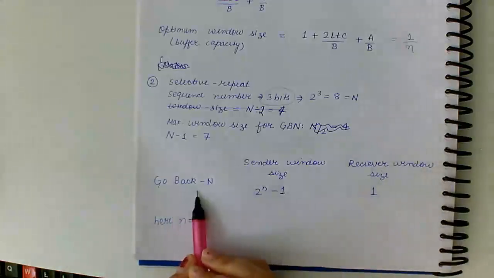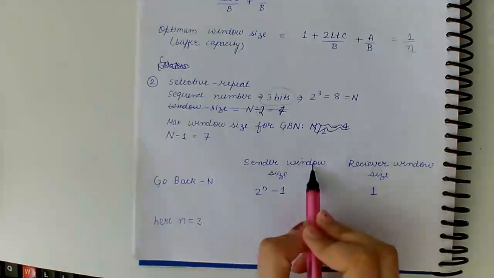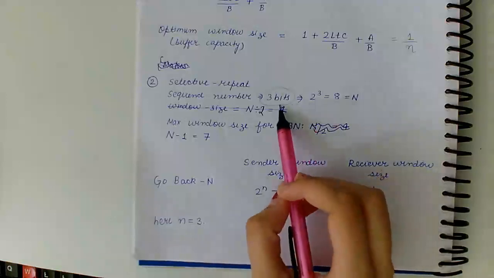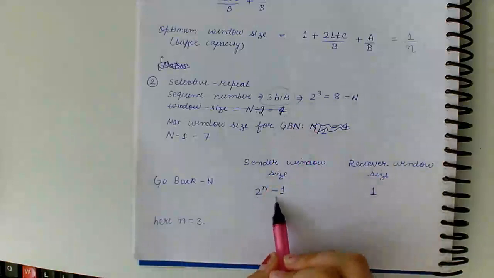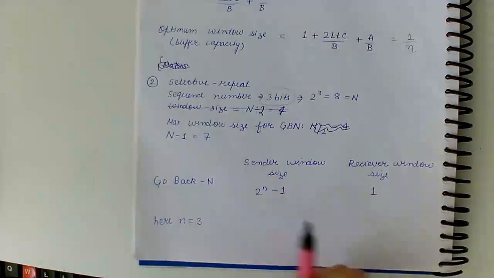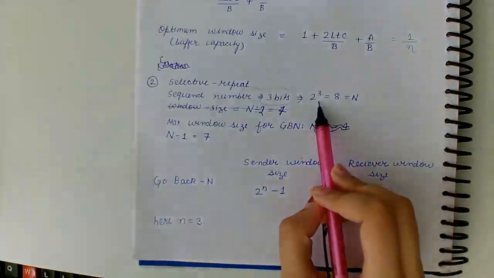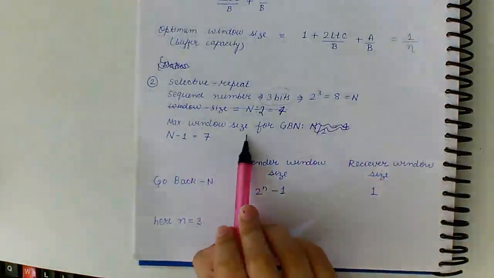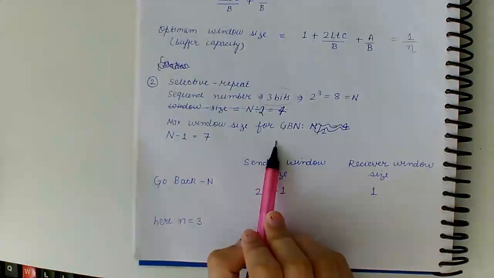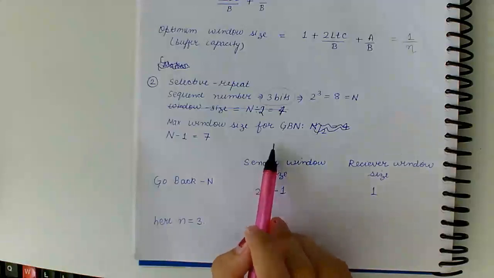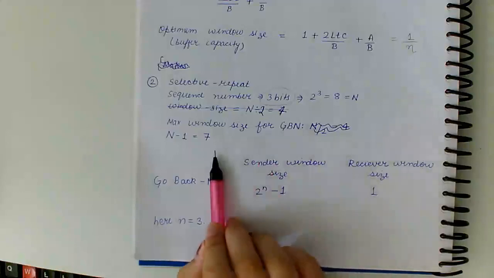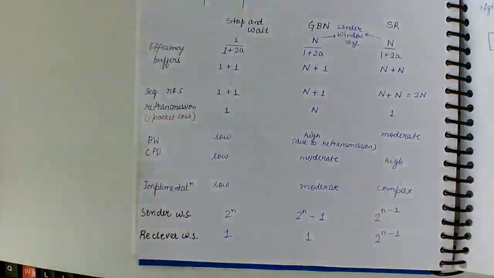So GBN stands for Go Back N protocol, and the sender window size is given by 2 to the power of n minus 1, and n here is 3 bytes, that is the sequence number. So 2 to the power 3 is 8, and minus 1 we get 7. So the maximum window size for Go Back N protocol when 3 bytes are used for the packet sequence number is 7.